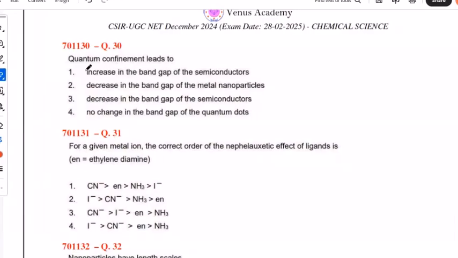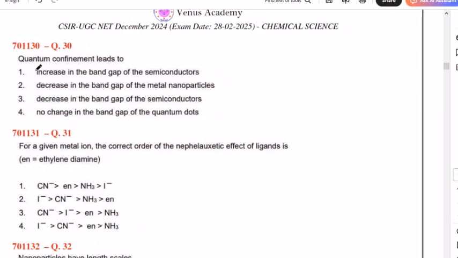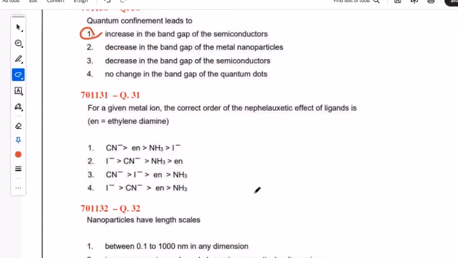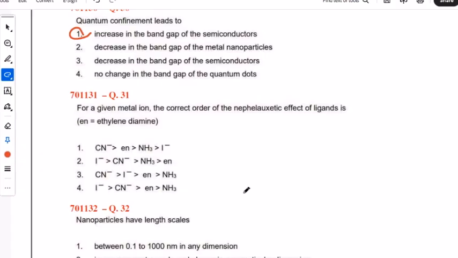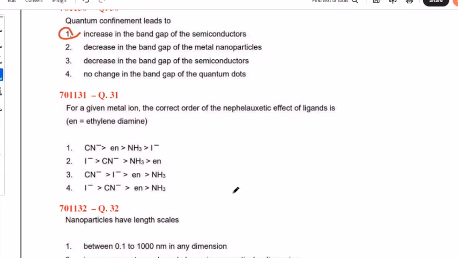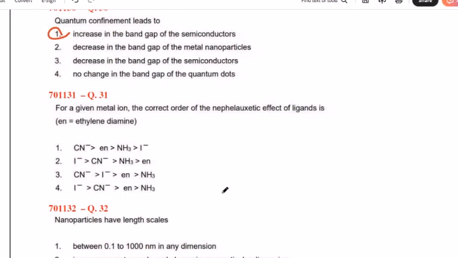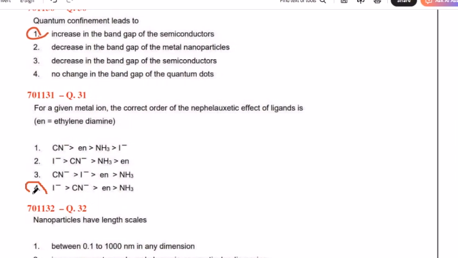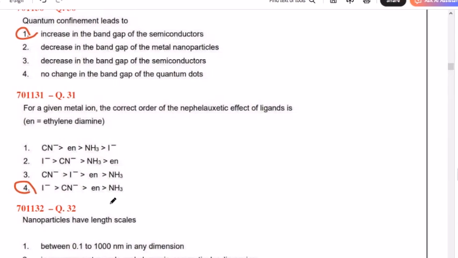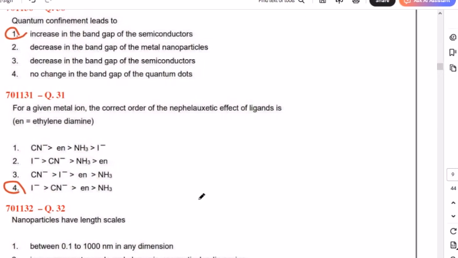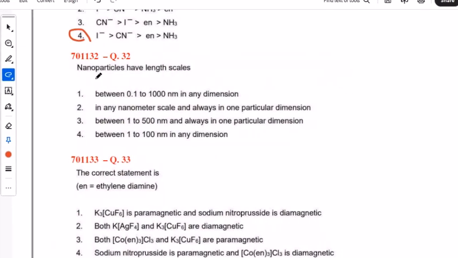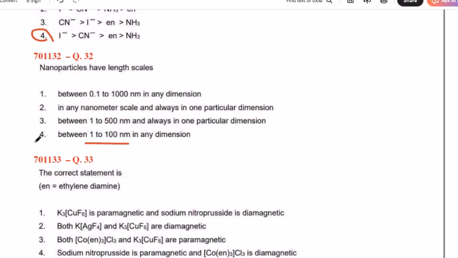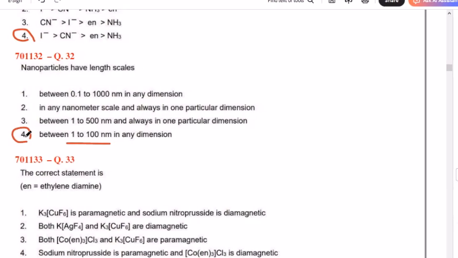Next, question number 30. Quantum confinement leads to an increase in the band gap of the semiconductors. Next, question number 31. For a given metal ion, the correct order of the nephelauxetic effect of ligands, where E means ethylenediamine, the correct option is 4, that is iodide, cyanide, ethylenediamine, then ammonia. Option number 4 is the correct option, friends. Next, question number 32. Nanoparticles have length scales between 1 to 100 nanometers in any dimension. Option number 4 is the correct option, friends.